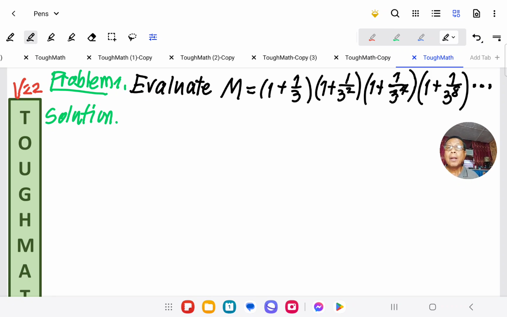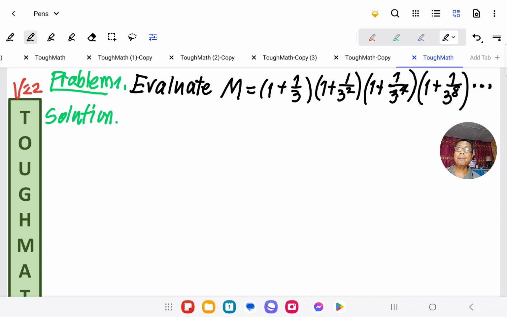So here we are. Our first problem is: evaluate this unending product. M is equal to (1 + 1/3) times (1 + 1/3 squared) times (1 + 3 to the 4th), and so on. There's no end to these factors. So what is its actual value? That's the question.